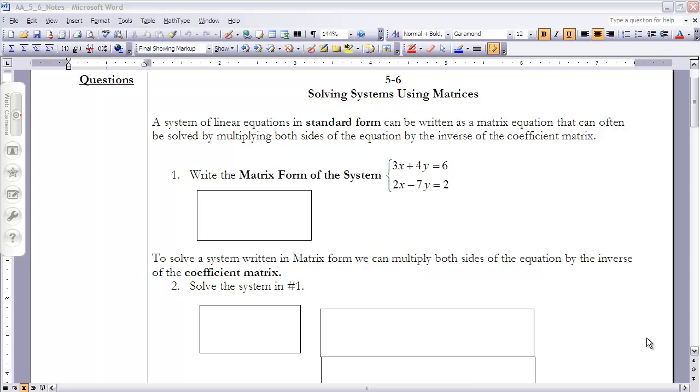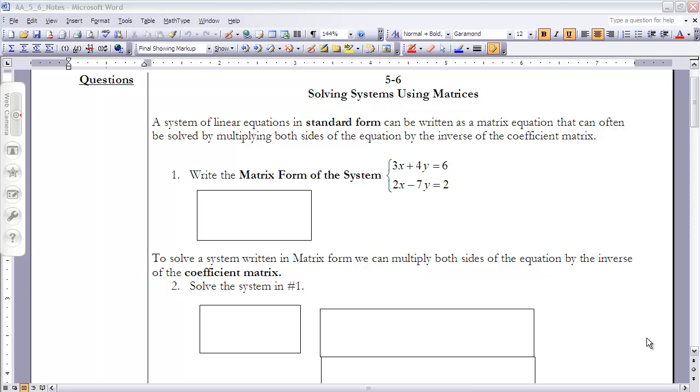Okay, these are the notes for section 5-6, solving systems using matrices. If you haven't done so already, please stop the video and read the section first, and then continue with the video. This is another way that we can solve systems.